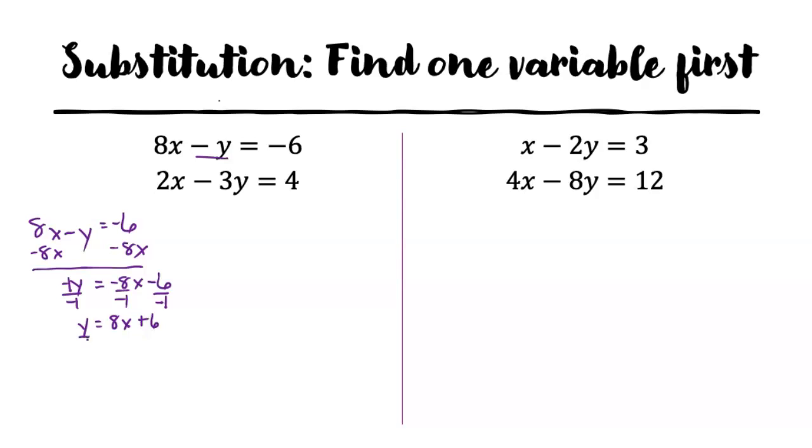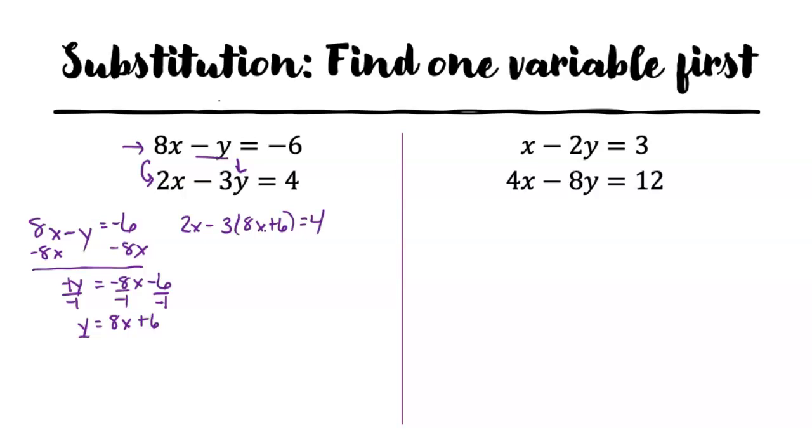That was a negative 6, so that's a positive 6. Good news. Now we know y. So let's go plug that into the other equation. You cannot use the first one. You have to plug it into the second equation. And it's going to go right here. So 2x minus 3 times the y value, 8x plus 6, equals 4.